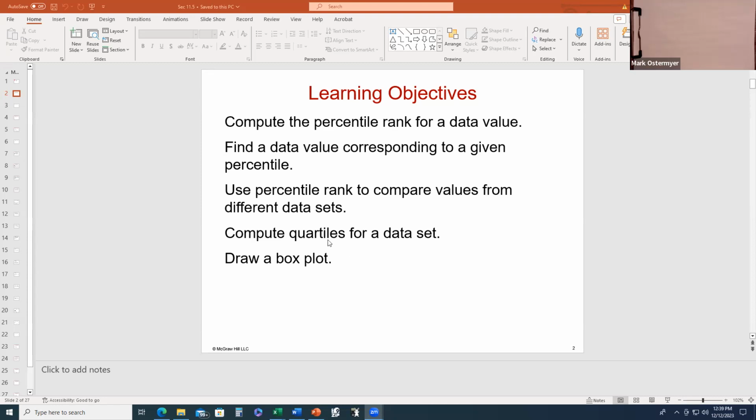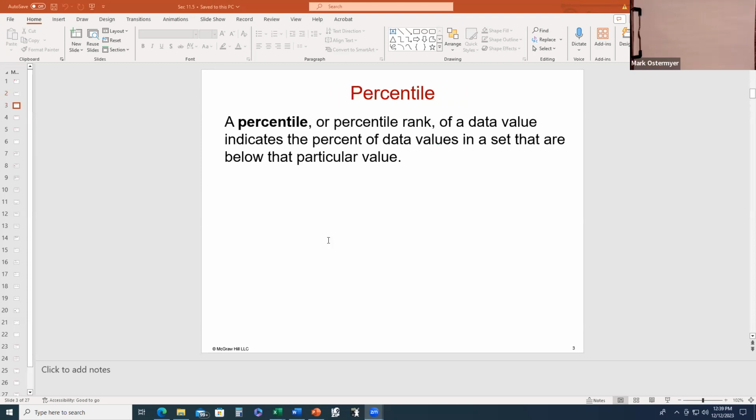All right, so these are the objectives for the section. First of all, let's begin by defining what a percentile is. What is a percentile of a data set? Well, a percentile, or a percentile rank of a data value, indicates the percent of data values in a data set that are less than the particular data value of interest. Okay.